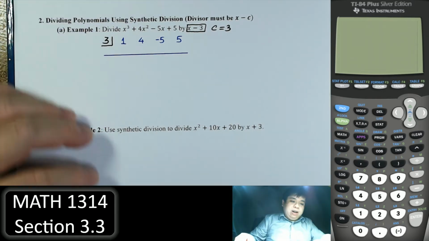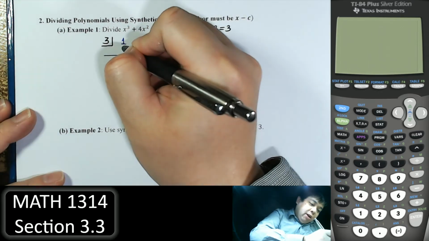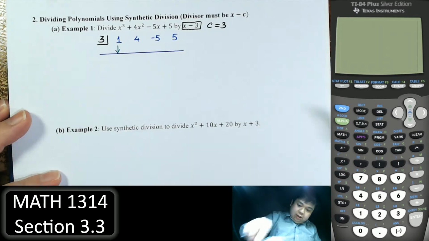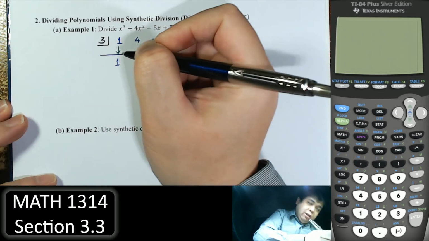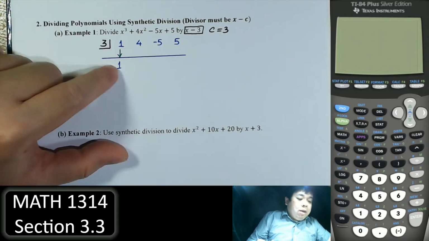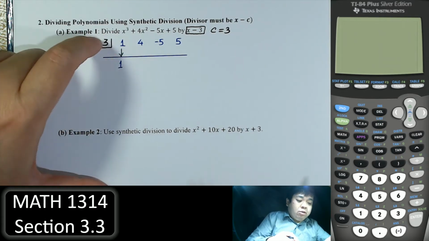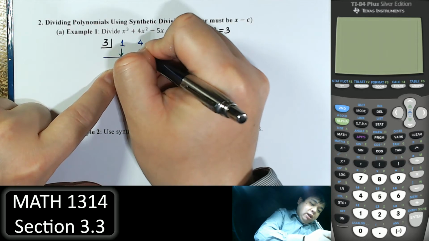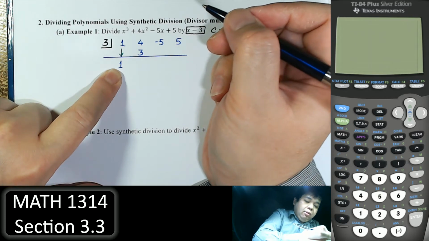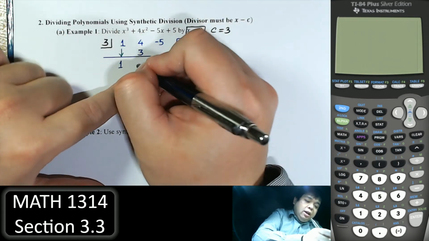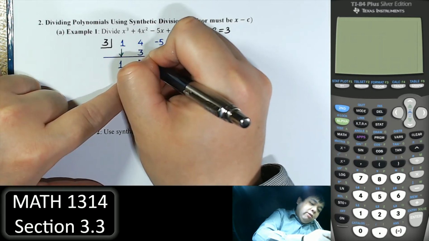Right, now we can divide. So in synthetic division, these are the steps that we do. First, we write down the number, and so we have 1. Every time we have a number on the last line, multiply by c, and then put it in the next column. 3 times 1 is 3. Multiply, put it in the next column, and then add. 4 plus 3 is 7.